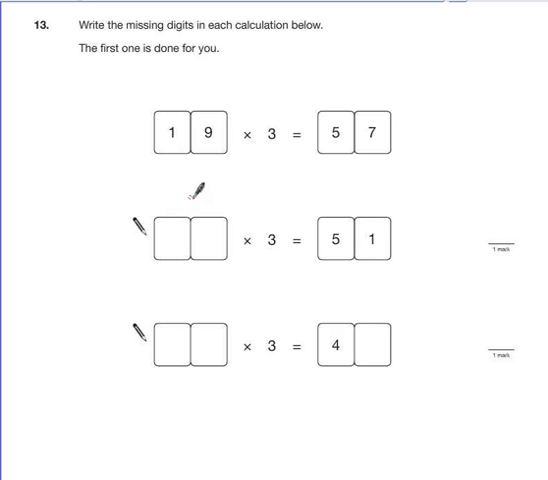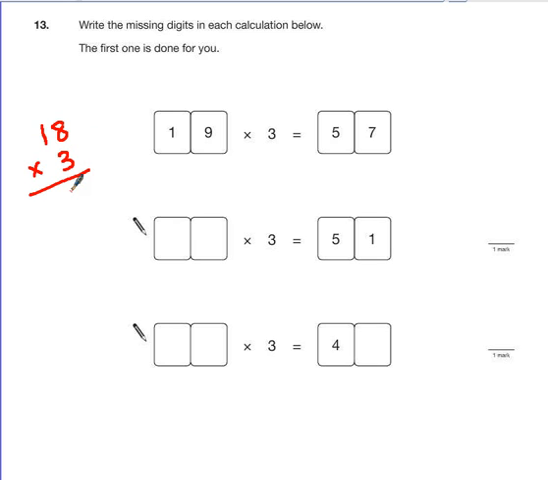So we have a two-digit number times 3 is 51. Well, automatically we know we're multiplying by 3, so it's going to have to be less than 19. We can use a method that's called trial and error, thinking, if we tried 18, what is 18 multiplied by 3?